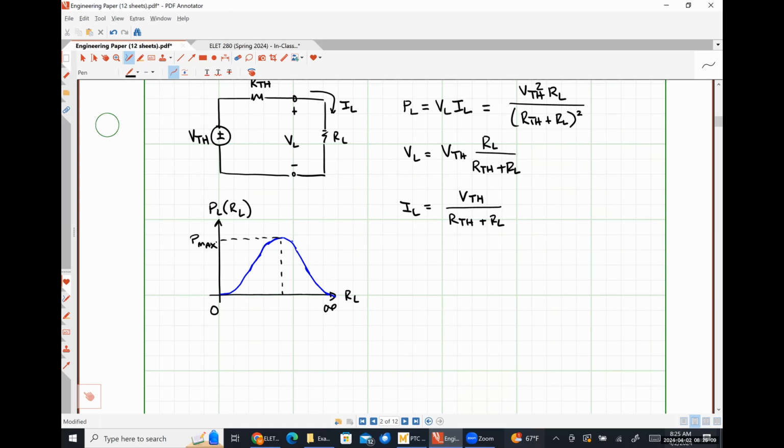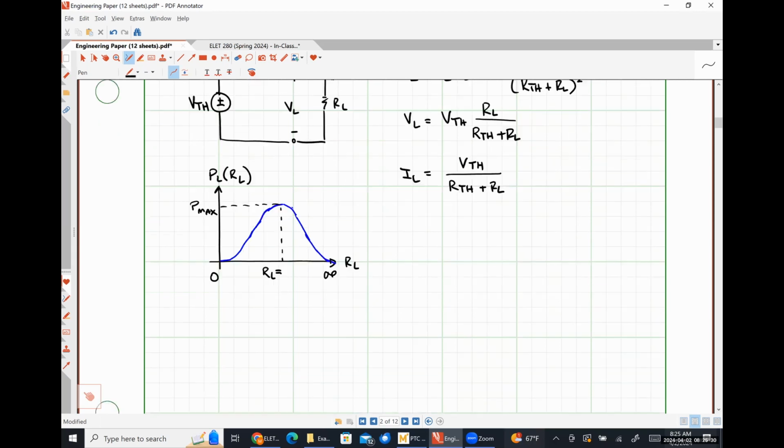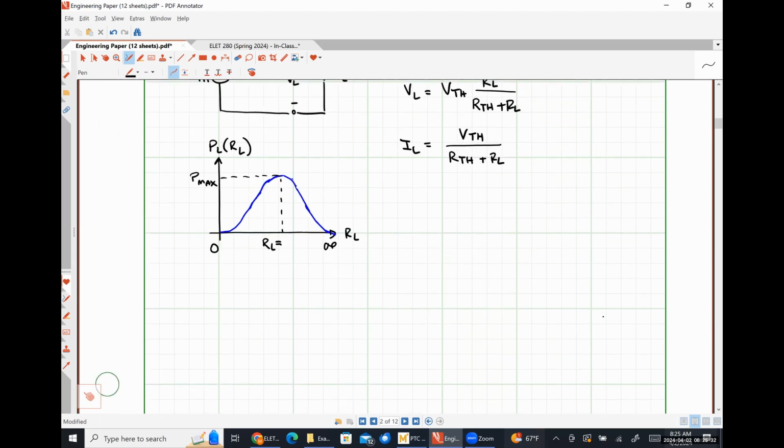So what we need to figure out is what value of RL makes maximum power transfer occur. You guys remember this at all? No. Okay. Good. At least you acknowledge that.